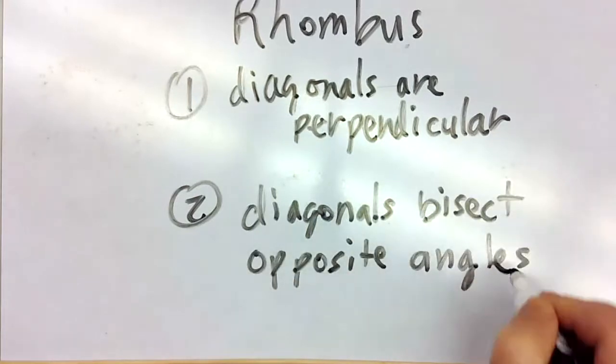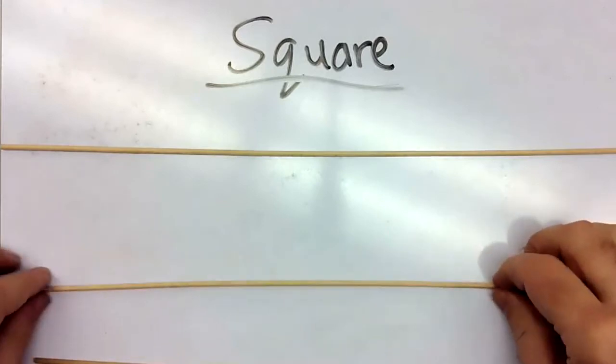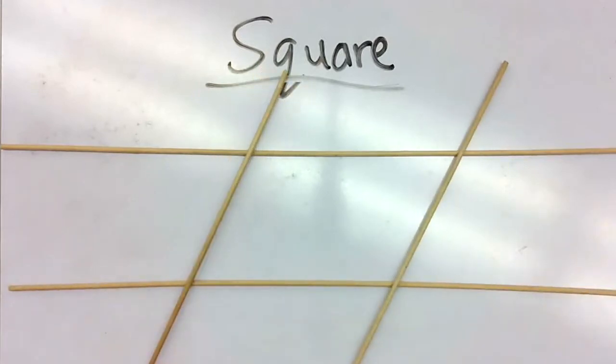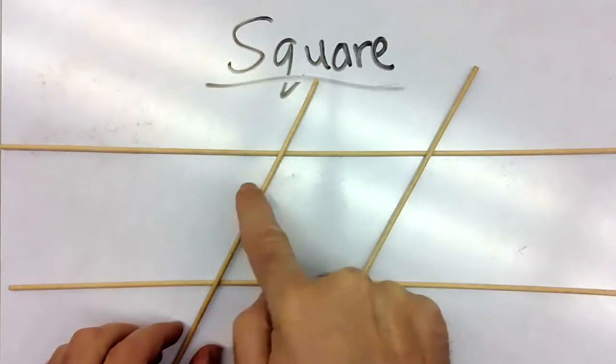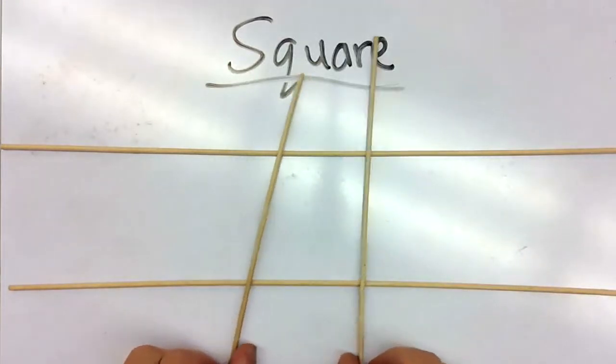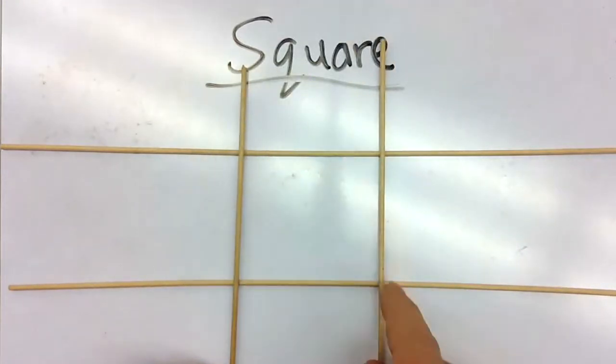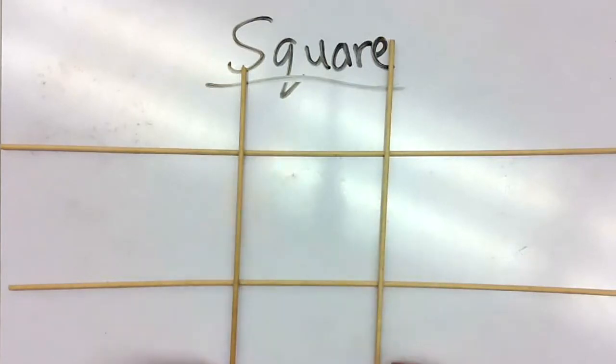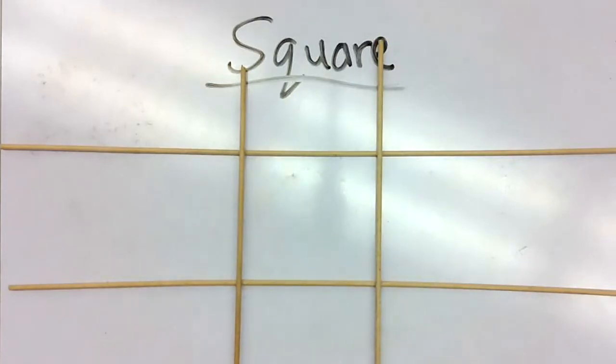Square. So a square is a parallelogram, and it's also a rhombus because it's equilateral. And it's also a rectangle because it has right angles. And so it's equiangular. So an equilateral, equiangular quadrilateral is called a square. In fact, we can just use the word regular. Regular means it's equiangular and equilateral. So a square is a regular quadrilateral.